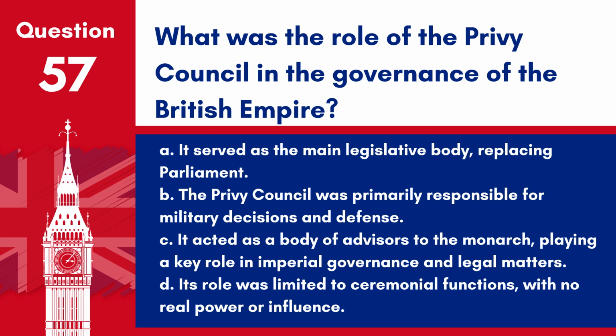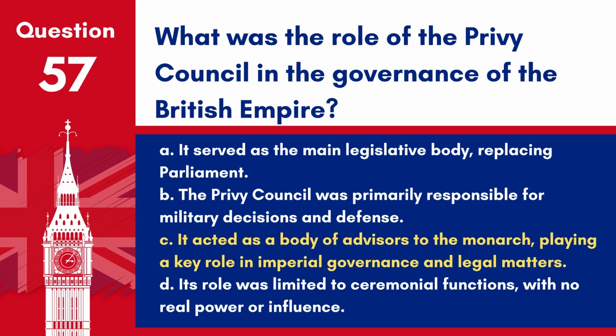A. It served as the main legislative body, replacing Parliament. B. The Privy Council was primarily responsible for military decisions and defence. C. It acted as a body of advisors to the monarch, playing a key role in imperial governance and legal matters. D. Its role was limited to ceremonial functions, with no real power or influence.